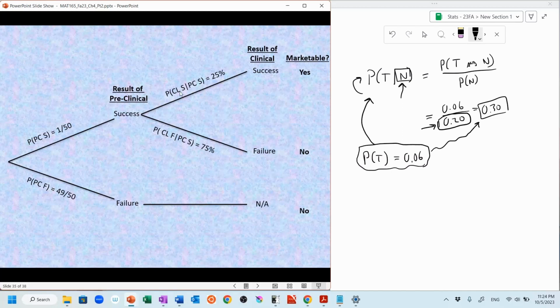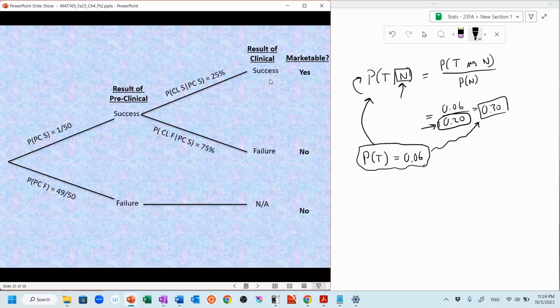So in the clinical trial, we could either have a success or a failure. So we could ask, what's the probability of a clinical trial success given preclinical success? And that's 25%. Given that we passed the lab work successfully, there's a 25% chance of succeeding in the clinical trial, and a 75% chance of failing the clinical trial. And the only way that we get a marketable drug is if we go up, so to speak, if we succeed in both the preclinical and the clinical trial.